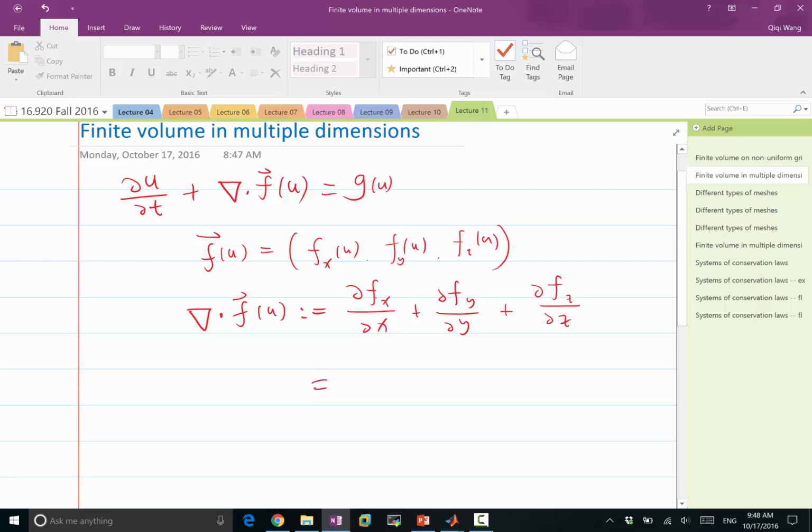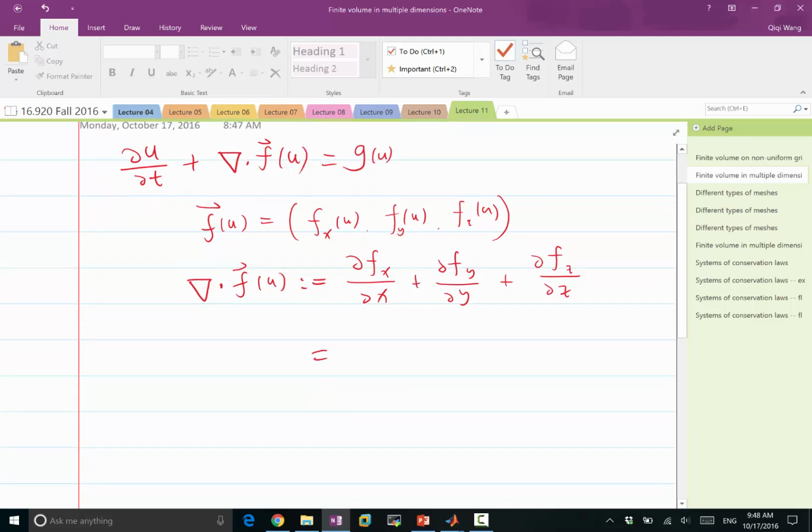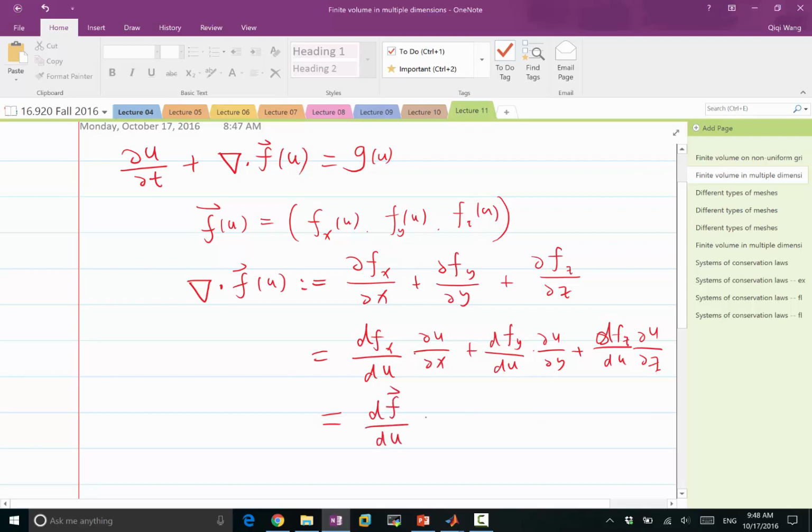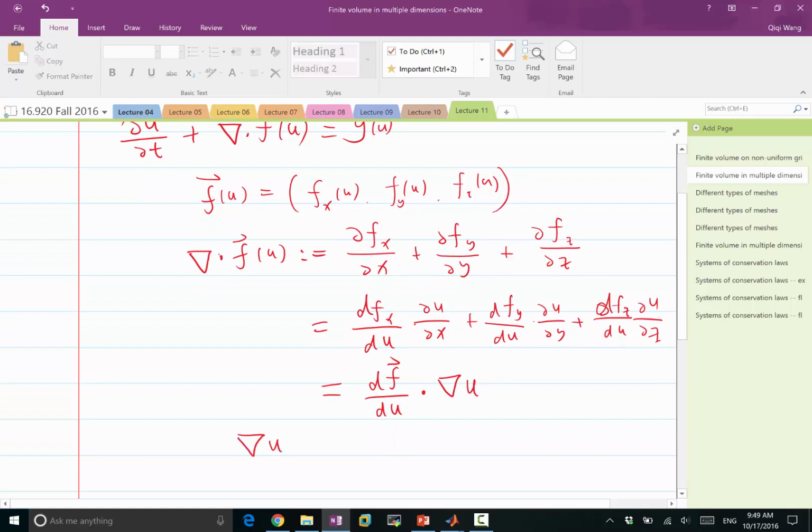If you apply the chain rule, because f is a function of u and u is a function of x, y, and z, you're going to get dfx du times partial u partial x, plus dfy du times partial u partial y, plus dfz du times partial u partial z. This is no longer partial because fx is a function of u in this case. And this can be written as df vector du dot with the gradient of u, where the gradient of u, without the dot, is defined as partial u partial x, partial u partial y, and partial u partial z.